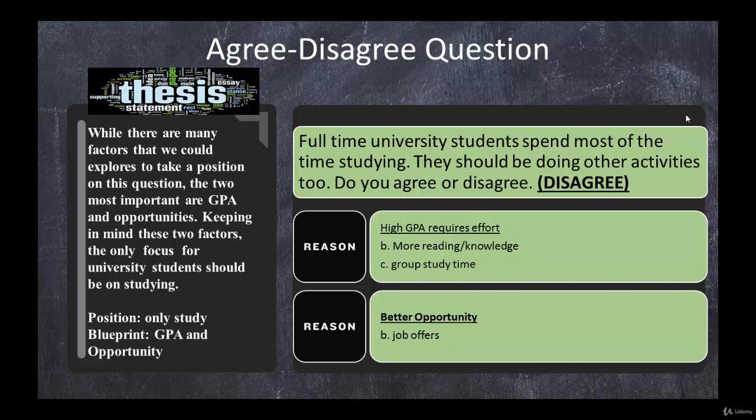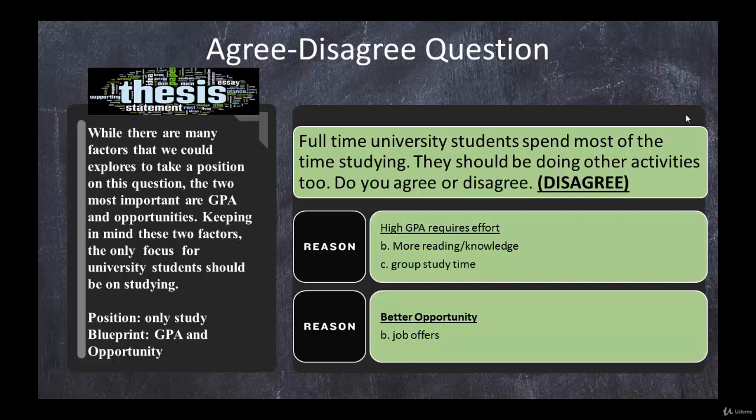Now, this is the question that is talking about whether you should spend most of your time studying or doing other activities. As you know, I disagree. And so here's my thesis statement right here. Remember, this is the last sentence of the introduction. This is not the introduction, everybody. This is not the full introduction. This is only the thesis statement.